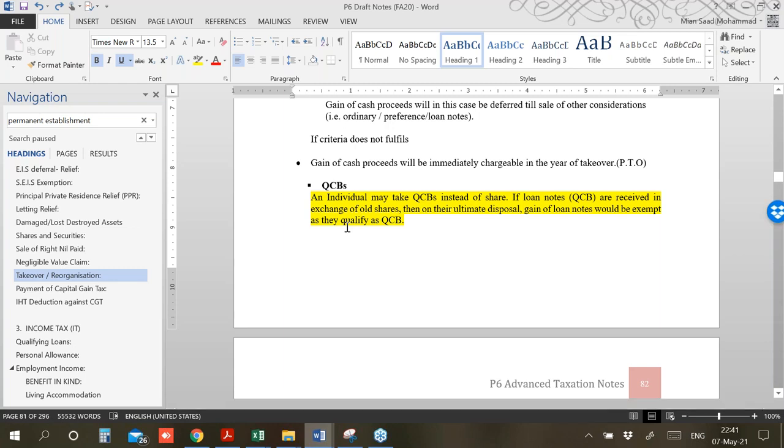So if you think like a tax planner, rather than me taking the shares, if I have the control, I can suggest the company give me the shares, because the share part will be exempt from CGT anyway on the takeover, and give me loan notes rather than cash. If I take loan notes and sell them, the loan notes are exempt from CGT. So in this way, I'll be able to save my gain tax.